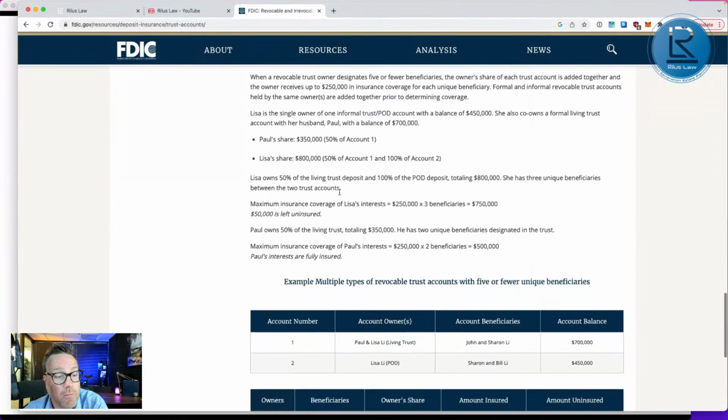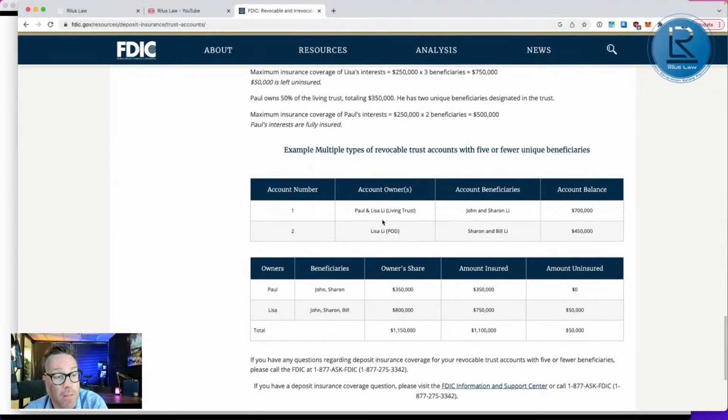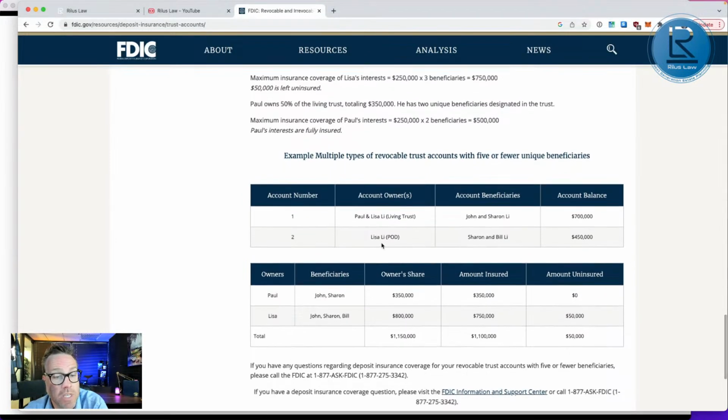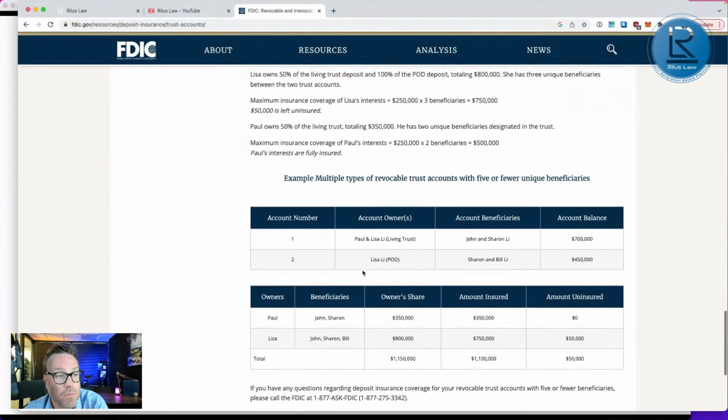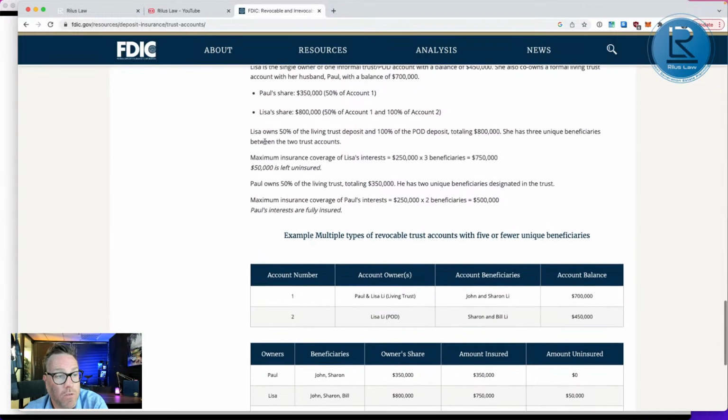Now let's look at example 2. Okay, so let's just scroll down here. So we've got Lisa. Lisa has one POD account, payable on death, to Sharon and Bill. And then Lisa and her husband Paul have a trust together that has $700,000 in it. So how much coverage does she have? All right, let's go back up here. Lisa owns 50% of the living trust and 100% of the POD account, totaling $800,000.